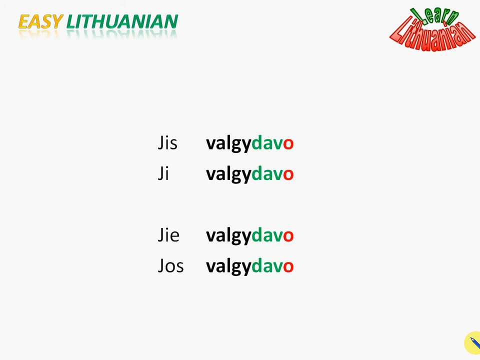It's very easy because it's just like the o-conjugations in the present and past tenses. Jis valgydavo, ji valgydavo, jie valgydavo, jos valgydavo. These persons are the same, like almost in all verbs in Lithuanian. So if you want to say I used to eat, aš valgydavau, o changes to au, and tu, o changes to ai, valgydavai.